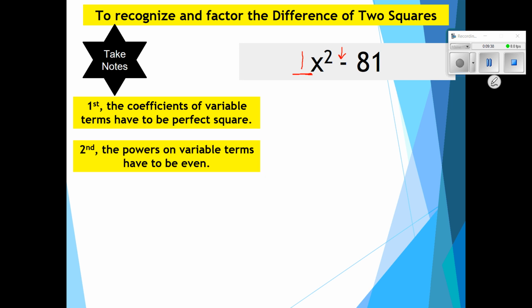The powers, the exponents, have to be an even number. We can take the square root of x squared, that would be x. We can take the square root of x to the 4th, that would be x squared. We can take the square root of x to the 6th, that would be x to the 3rd. So the exponent has to be an even number. If it is an odd number, it is not a perfect square. So we have to check for that.